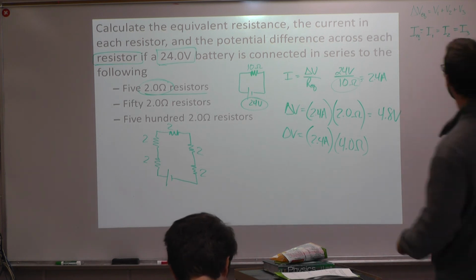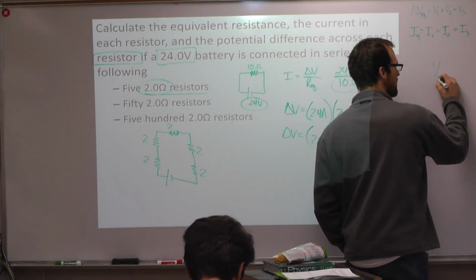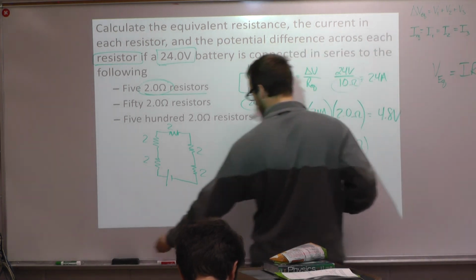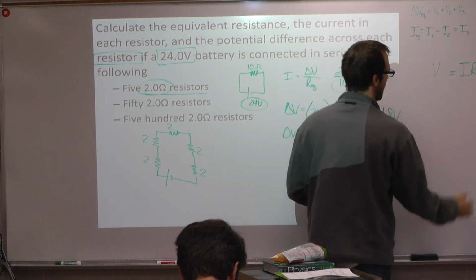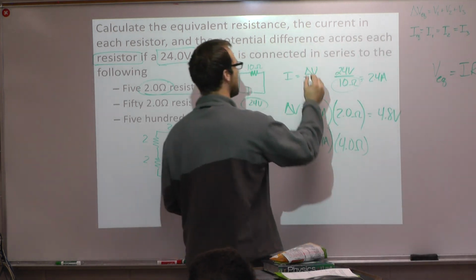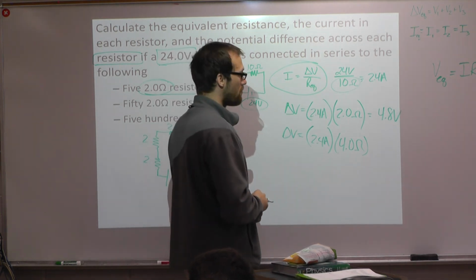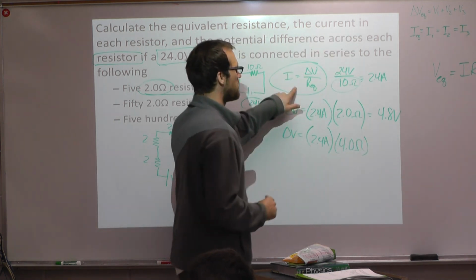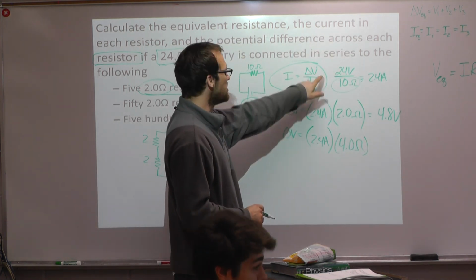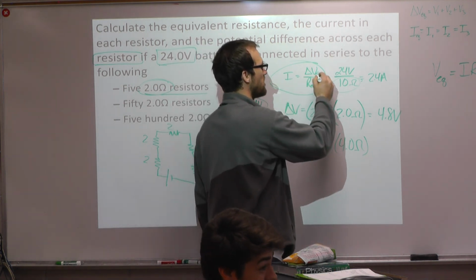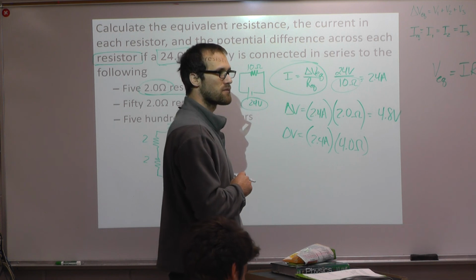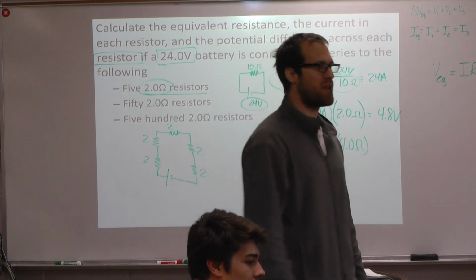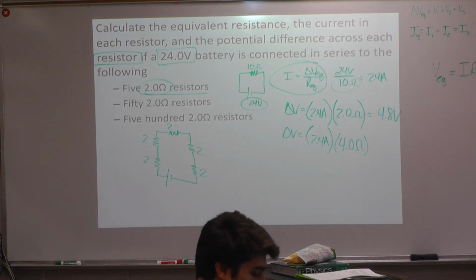So it's not R equivalent, it's R. I should probably say this: V equivalent is equal to I R equivalent. In this situation, I use the equivalent voltage and the equivalent resistance to find the equivalent current. How do you know that? It depends on what it asks. In order for me to even find the voltage across each resistor, I have to know the current.